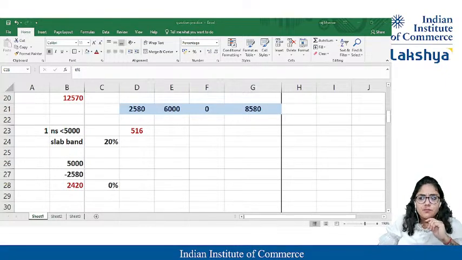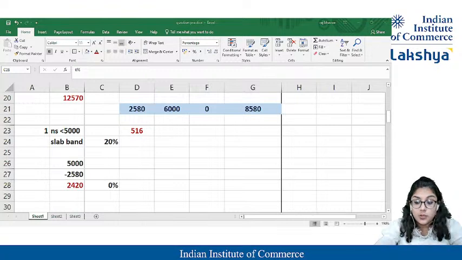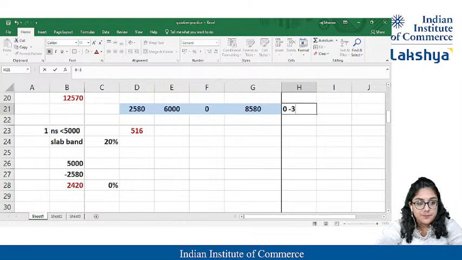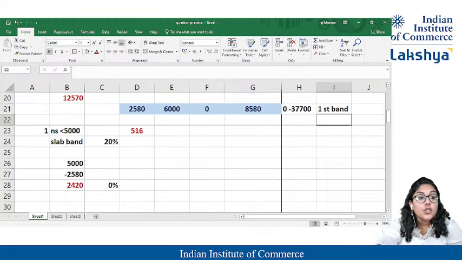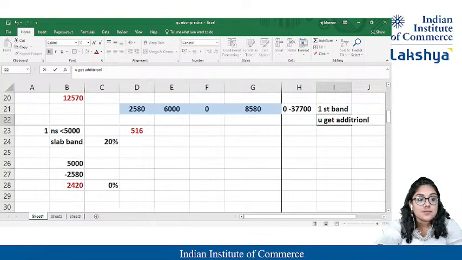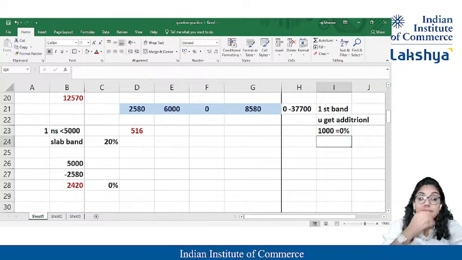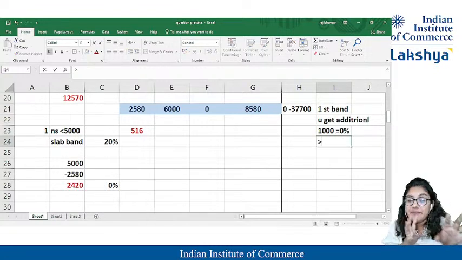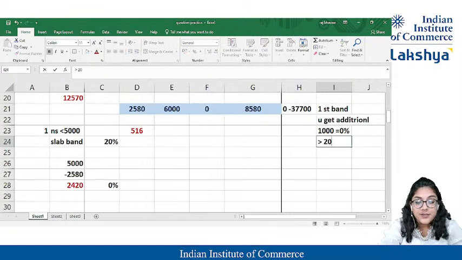Okay, but what about further, ma'am? My saving income is not just this much. But are you coming in the first band? Yeah, my total is less than 37700. It's the first band. If it is the first band, guys, you get additional savings of 1,000. That is also taxed at 0 rate. And whatever is in excess of my savings is taxed at the normal rate, which is 20%.